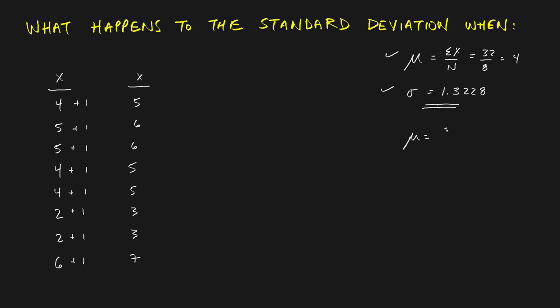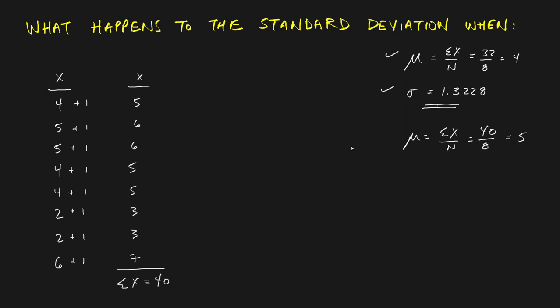Now the mean is going to be the sum of x over n, and the sum of x is going to change. If you add up these values, 5 plus 6 plus 6 plus 5 plus 5 plus 3 plus 3 plus 7, this time it's not going to come out to be 32 like it did when I worked this out with my original set of data. It's going to come out to be 40. So this is 40, divided by 8. The average is equal to 5.